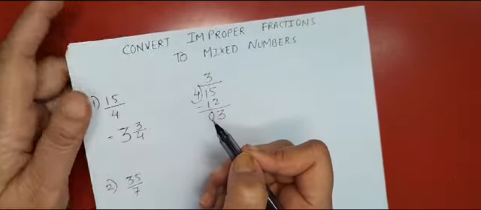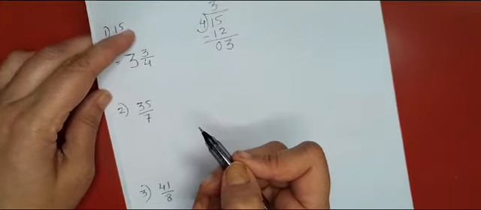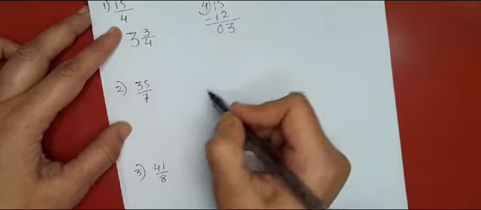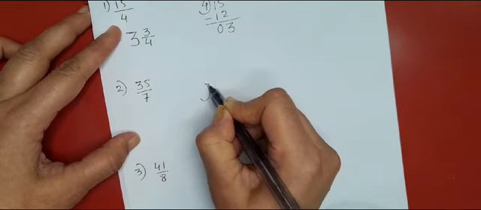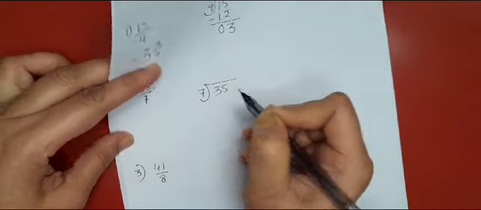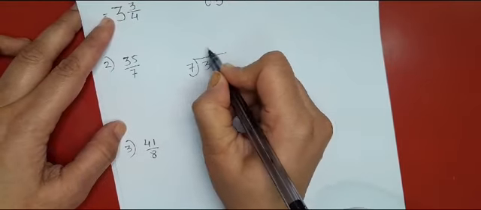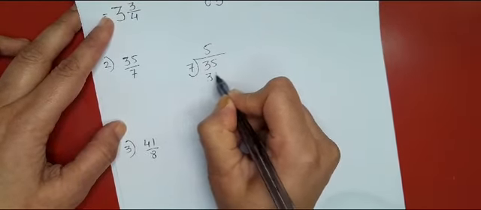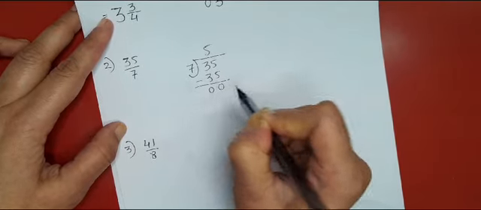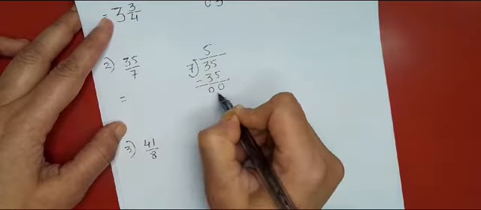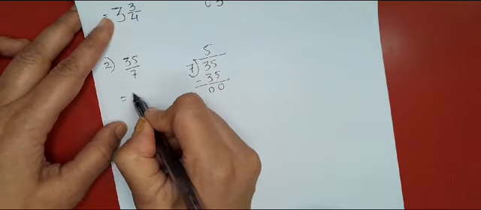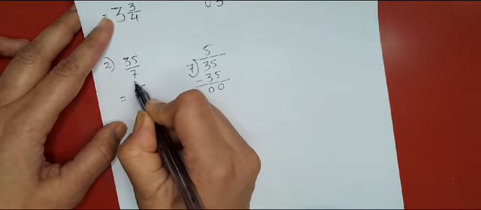Now let us take a few more examples. Now here, 35 over 7. So if we divide 35 by 7, 7 times 5 is 35. So we don't have any remainder here. So if we don't have any remainder, then it will just be a whole number.